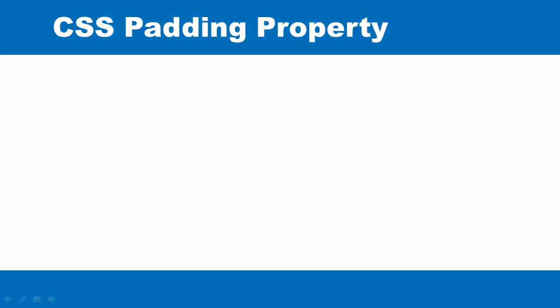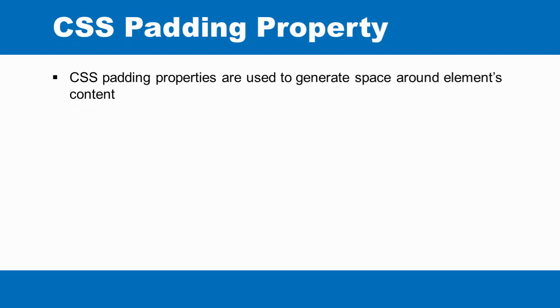So let me just run through the properties of the CSS padding, which is really similar to that of the CSS margin property. So here for the padding, the properties are used to generate space around the content of an element. If you think of the space inside an element, that is known as the padding. The space outside the element is known as the margin. Each padding has 4 sides, just like the margin.